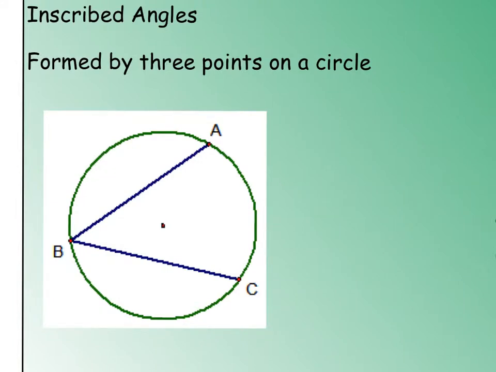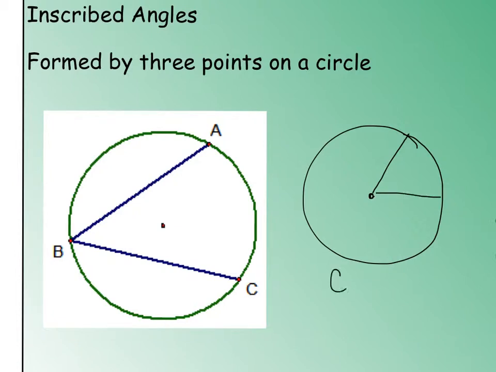In this video, we're going to take a look at inscribed angles. Inscribed angles are formed by 3 points on the edge of the circle. Notice that these are different than central angles that we've previously talked about. Central angles have their vertex located at the center of the circle.